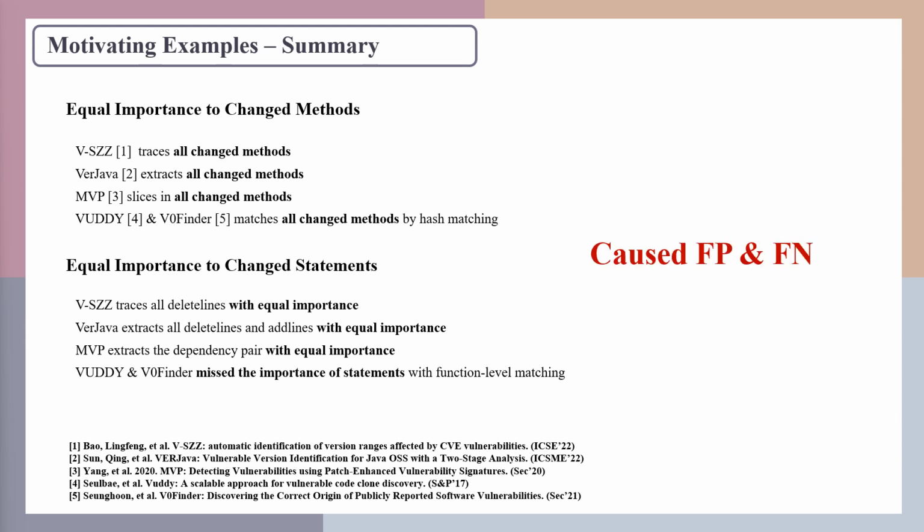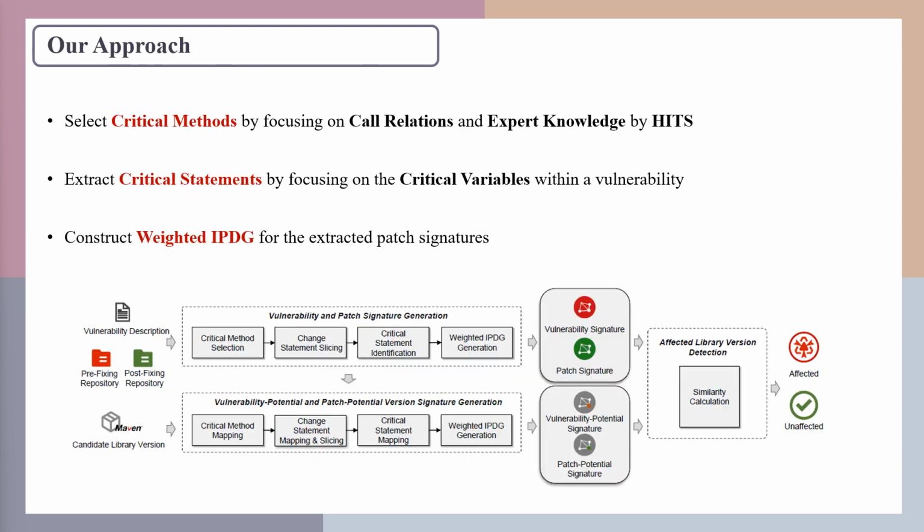These all cause false positives and false negatives. So, to distinguish the importance of vulnerable methods and patched statements, Vision performs critical method selection and critical statement selection to prioritize important changes and their context. Furthermore, the vulnerability signature is represented by weighted interprocedural program dependency graphs that incorporate critical methods and statements.